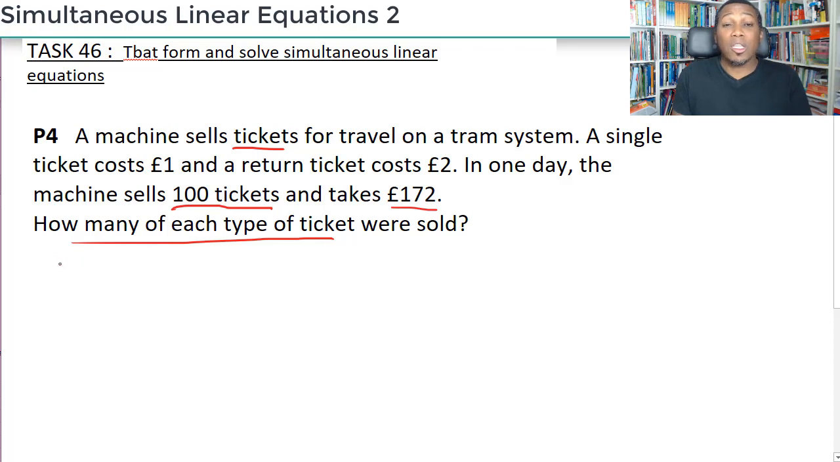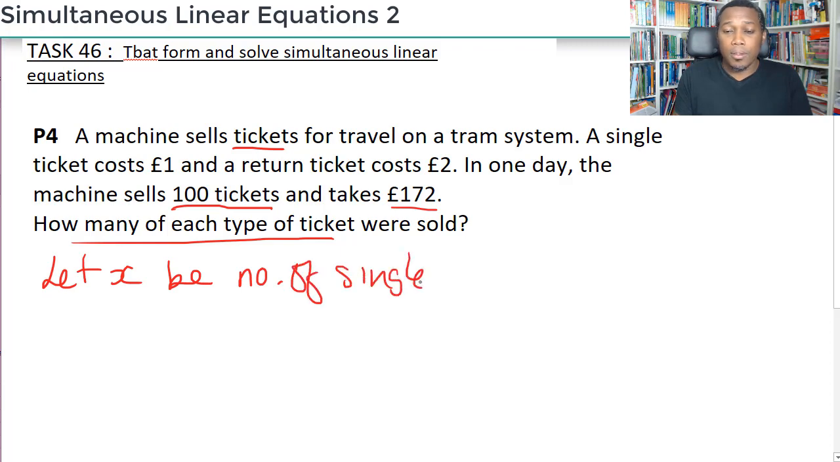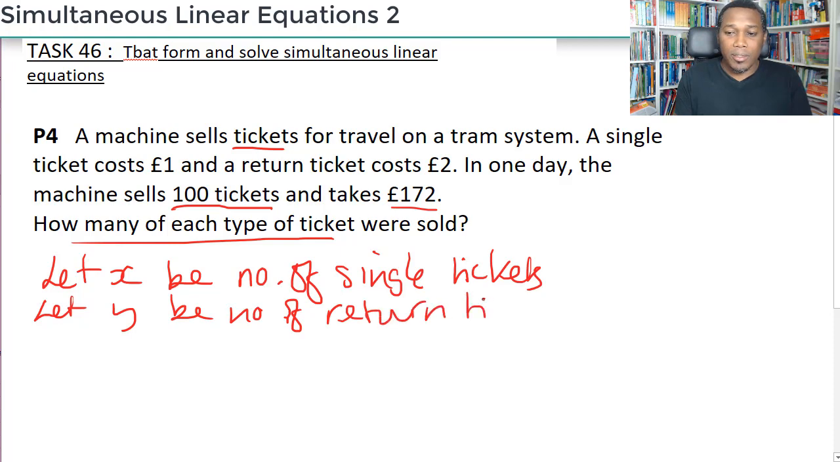I would declare my variables. I would say let X be the number of single tickets, and then let Y be the number of return tickets. So I'm telling you what X and Y are. For me, this is when algebra becomes more useful, because all of a sudden I know what X and Y are, and it makes sense now.